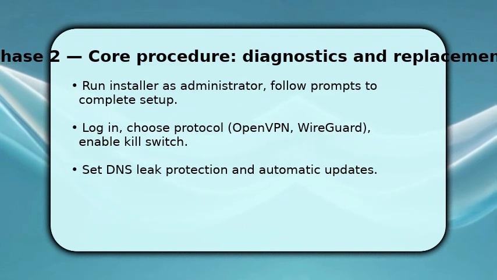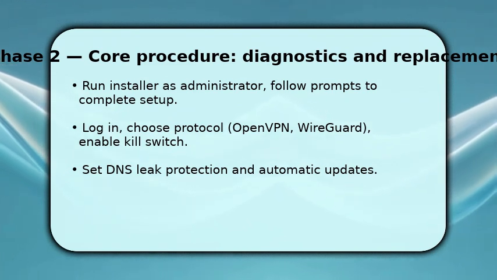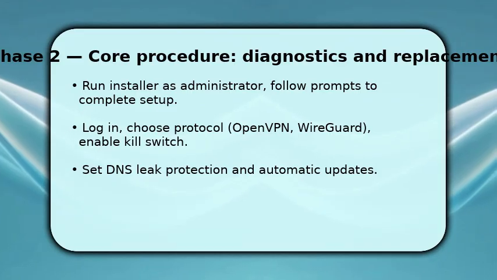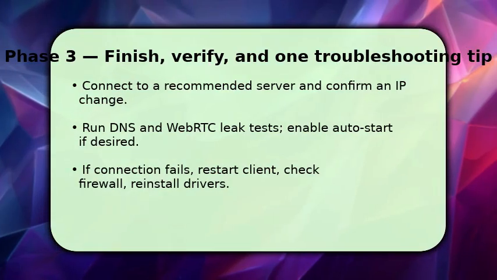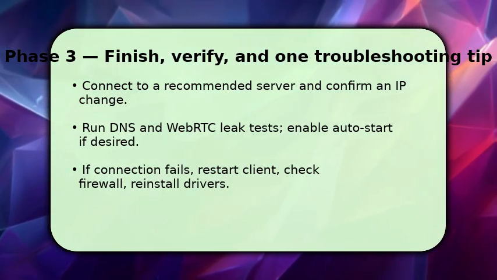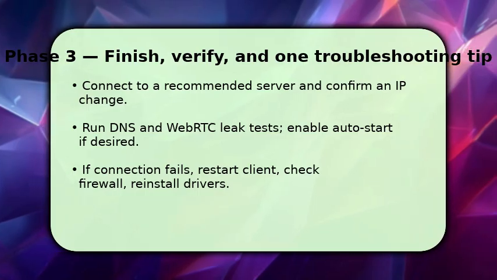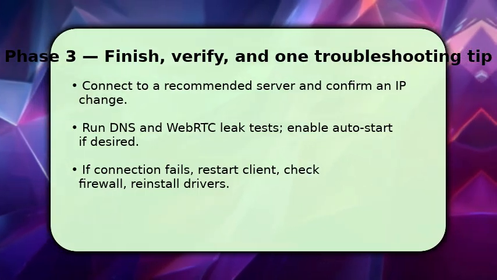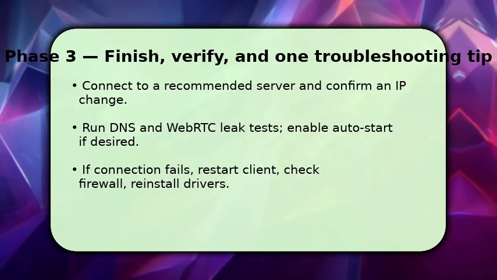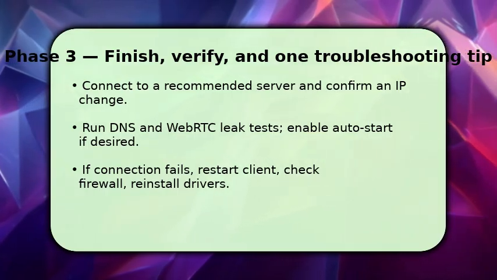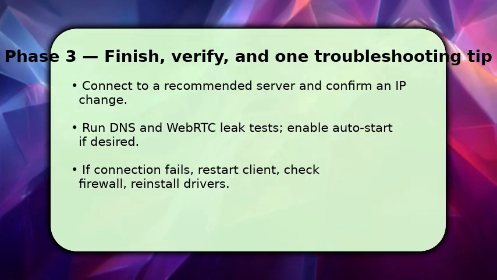Now connect to a nearby recommended server and verify your IP has changed. This confirms the tunnel is active. Run a DNS and WebRTC leak check to ensure no traffic bypasses the VPN, and enable auto start if you want protection on boot. If the connection fails, restart the VPN client and your laptop.